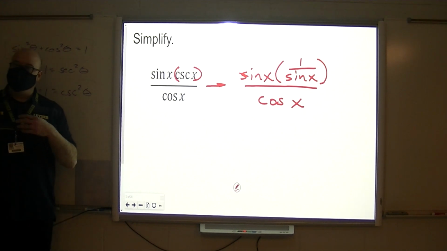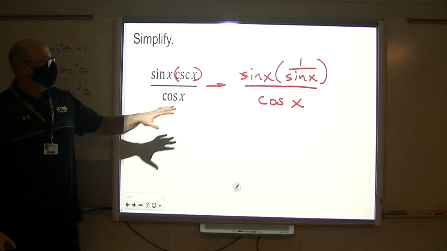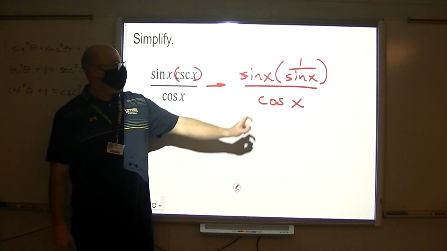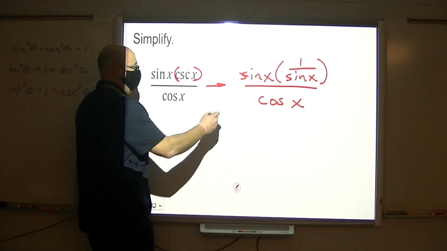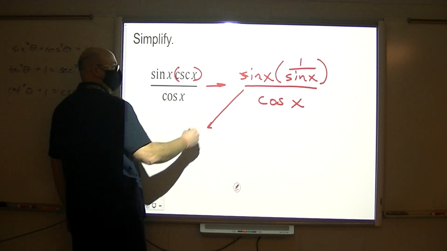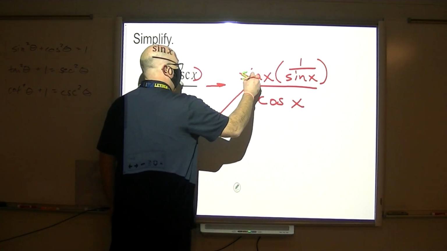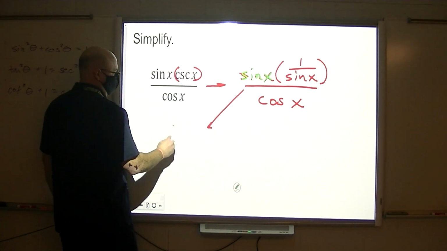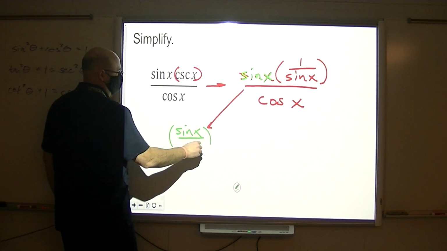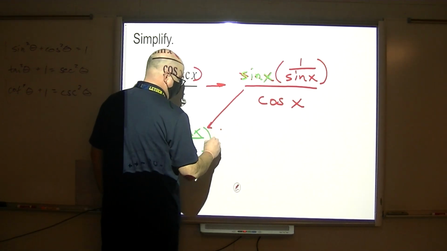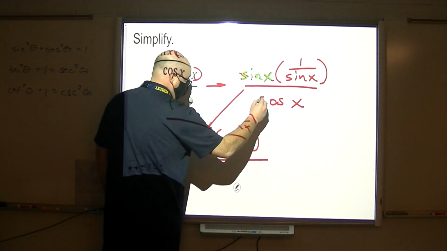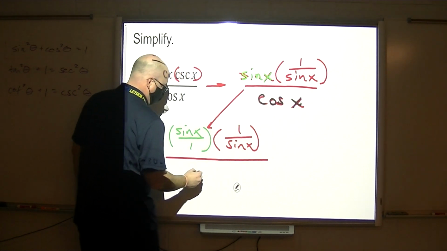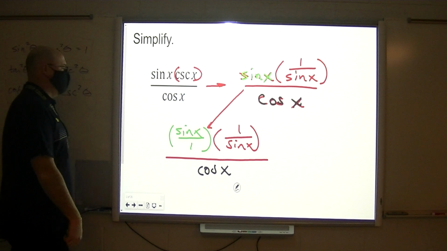So what did we say? We do one of these substitutions, we use the tool, and then we simplify. So how would this simplify if we look at this? We have sine x times 1 over sine x. Well, think about this. We can start to color code this if you want. This sine x is really sine x over 1. And this is 1 over sine x. And then on the bottom we have cosine x.